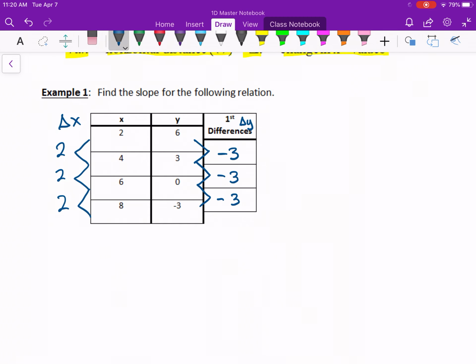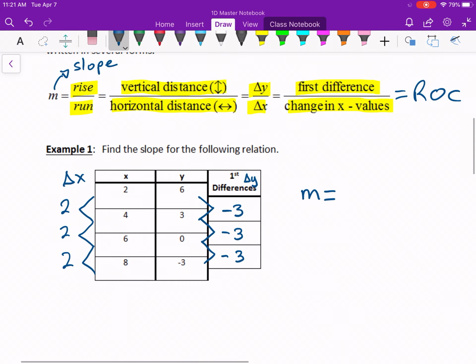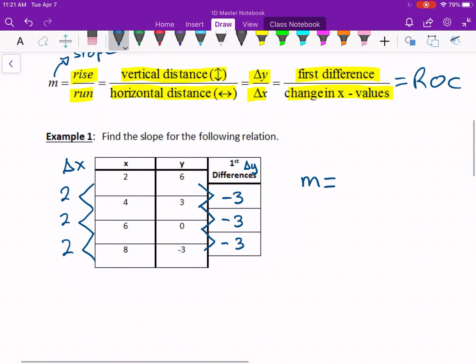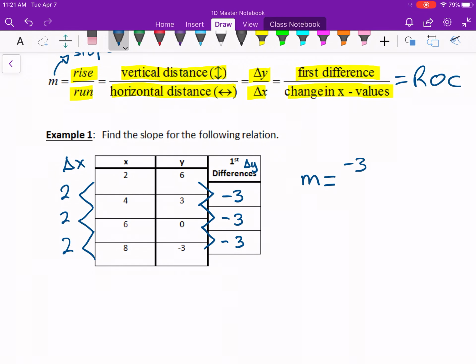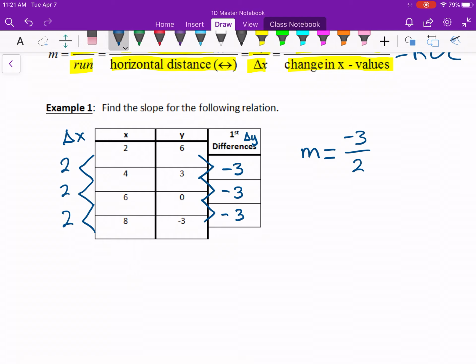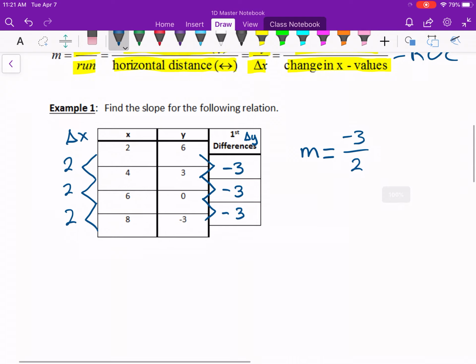So the slope, m for slope, is equal to, I've got all different choices, right? But whichever one I look at, the negative 3 goes on the top, because that's my delta y, or my first differences, and 2 goes on the bottom, because that is my change in x values, or delta x. And again, remember, I could change that to a decimal, negative 1.5, but I like to leave it as a fraction.